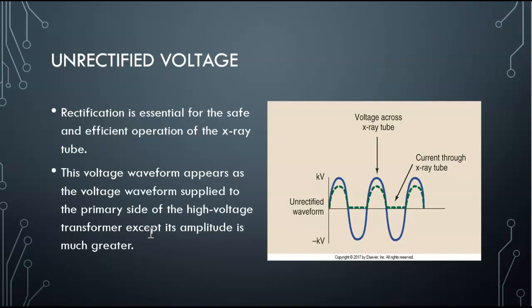So, unrectified voltage. Rectification is essential for safe and efficient operation of the X-ray tube. The voltage waveform appears as the voltage waveform supplied to the primary side of the high voltage transformer, except its amplitude is much greater. You can see here we've got our sine wave. We rectify this, so here we're just wiping it out. It just disappears. So we have a wave, nothing, a wave, nothing.